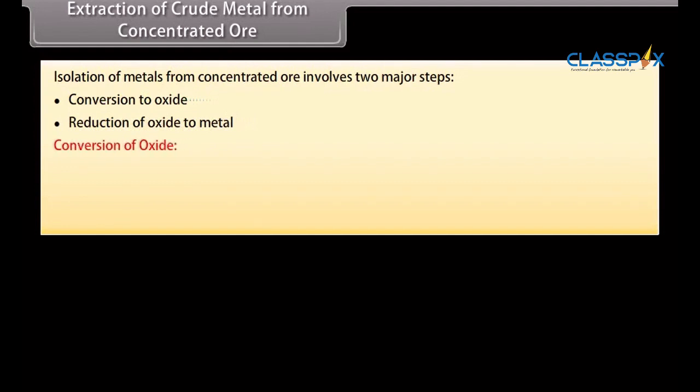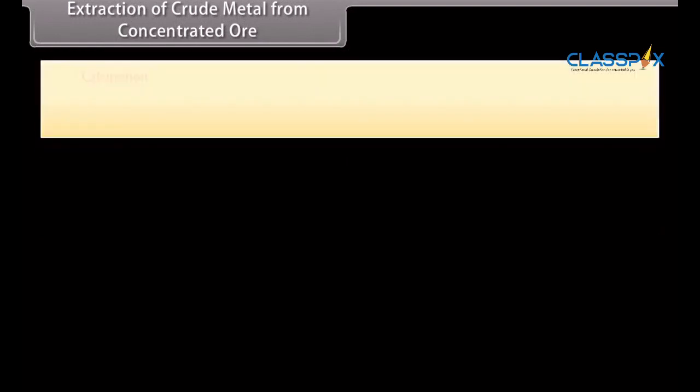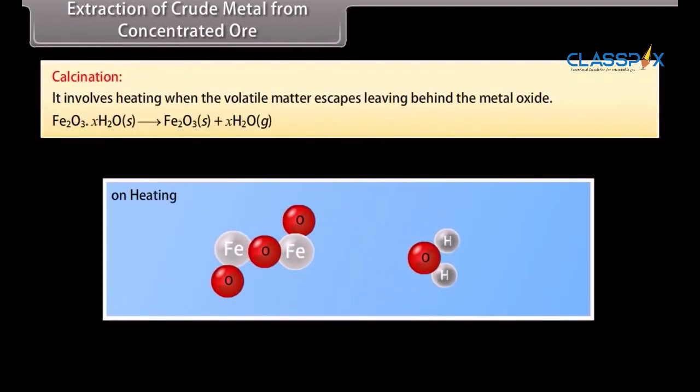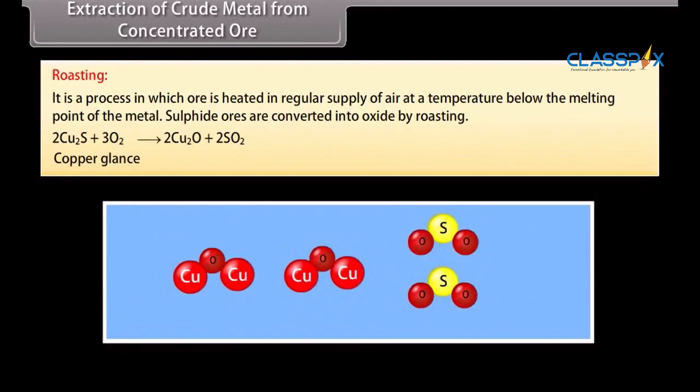Conversion of oxide. It is easier to reduce oxide than sulfide or carbonate ore. This can be done by two methods: calcination and roasting. Calcination involves heating when the volatile matter escapes, leaving behind the metal oxide. Roasting is a process in which ore is heated in regular supply of air at a temperature below the melting point of the metal. Sulfide ores are converted into oxide by roasting.